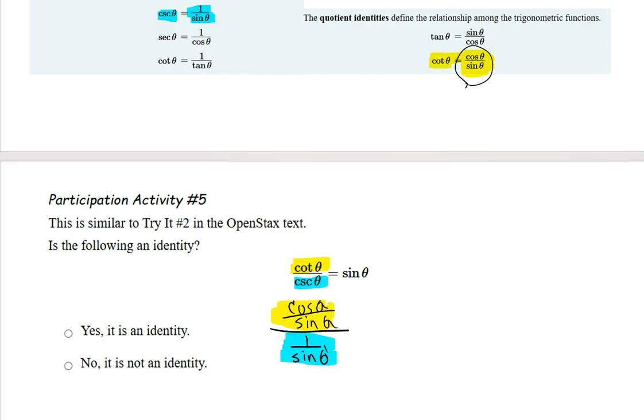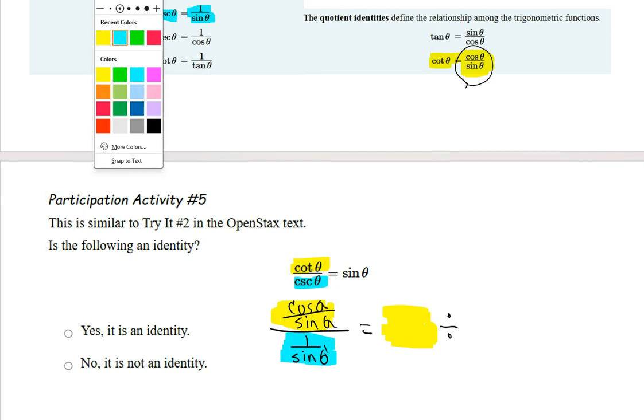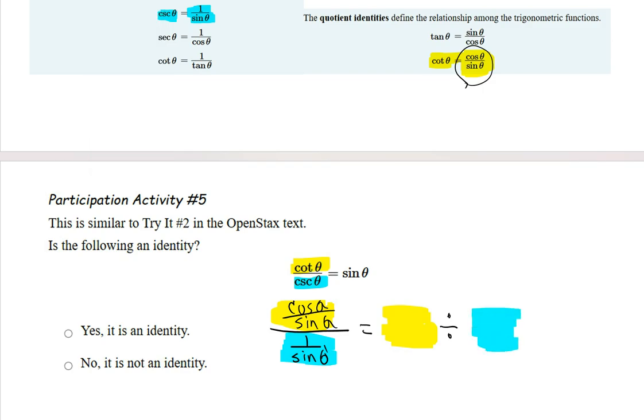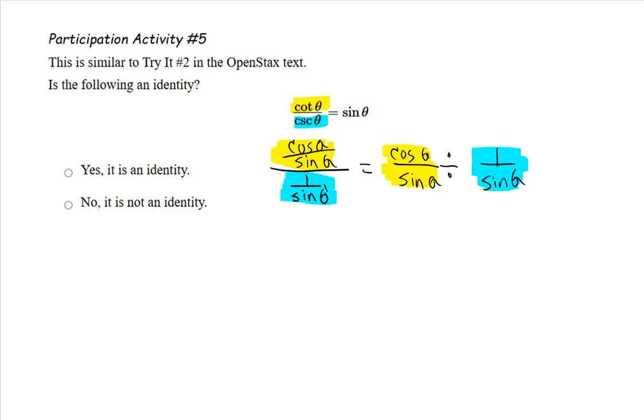But when you write it like this, it is the same thing as taking the yellow stuff and dividing it by the blue stuff. And then, of course, in fraction land, the yellow stuff would be cosine of theta over sine of theta divided by 1 over sine of theta. But I'm in fraction land here. Okay, I'm done with my trig functions.